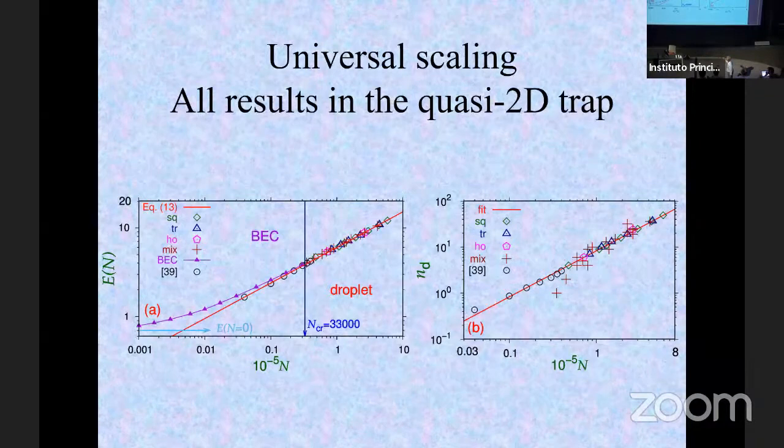These few circles are taken from another paper, reference 39, a paper by Blakie from New Zealand. He had a very strong trap and strong attraction, so the droplets are formed at small values of atom number, each droplet containing a small number of atoms. Here n is the number of atoms, and this is the energy. But what is interesting is that it follows the same line. And this is the number of droplets, which increases with the number of atoms. So this scaling is like this.